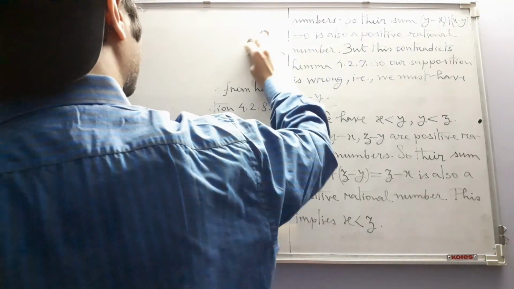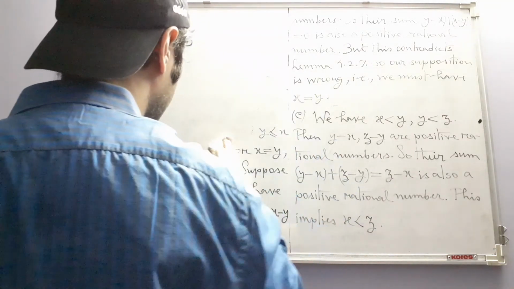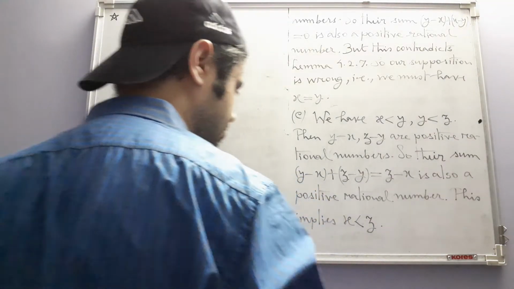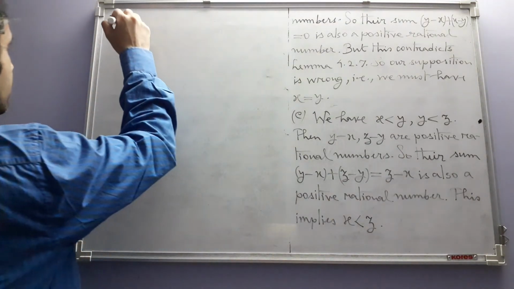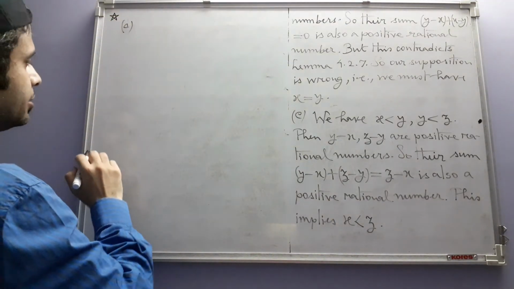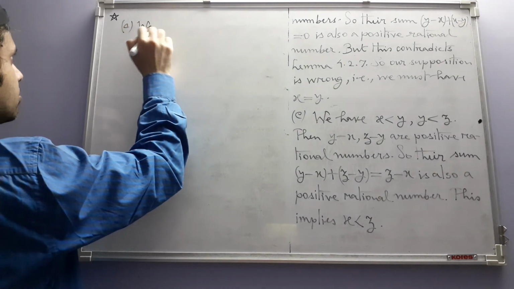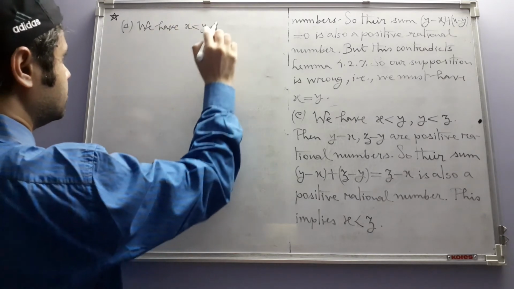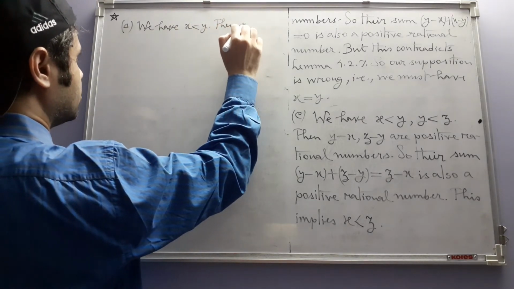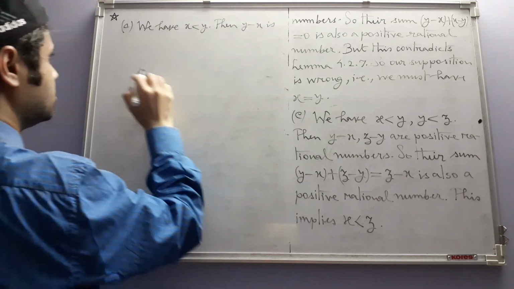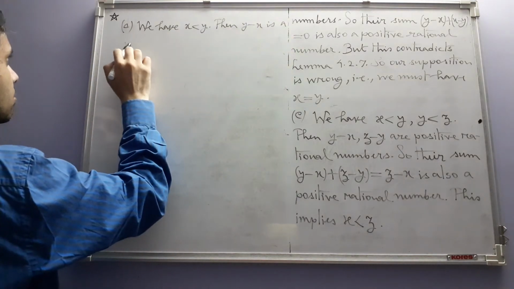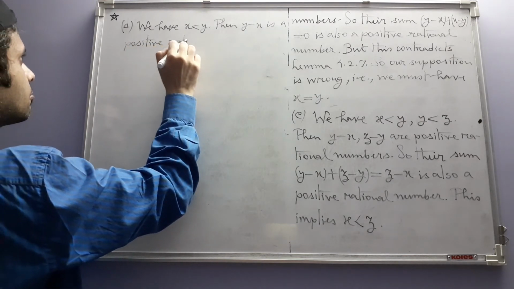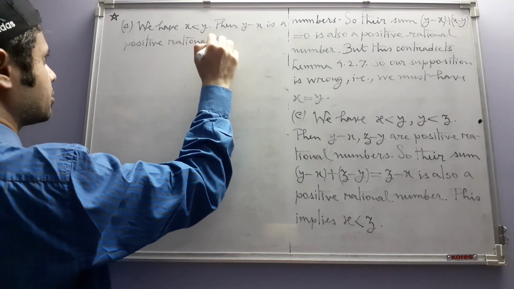I think two more are left. No? Addition preserves order and positive multiplication preserves order. Then part D, addition preserves order. We have x less than y, then y minus x is a positive rational number.